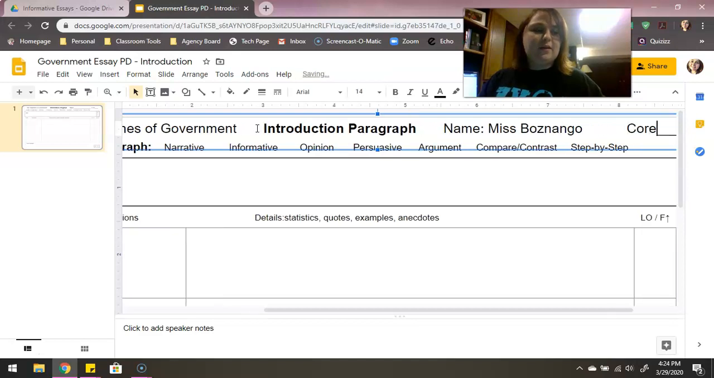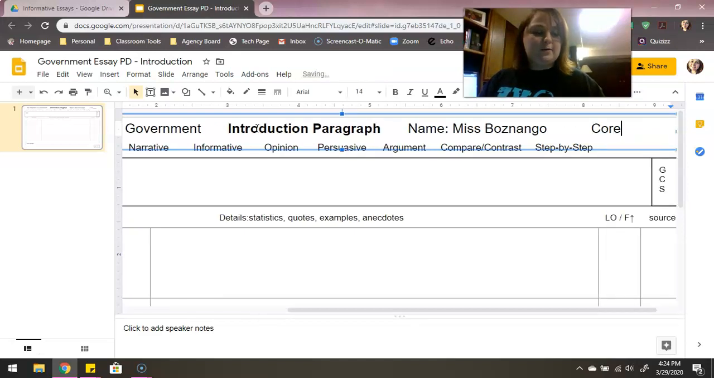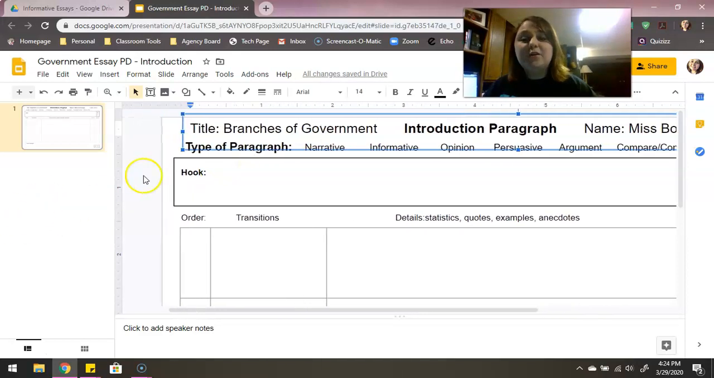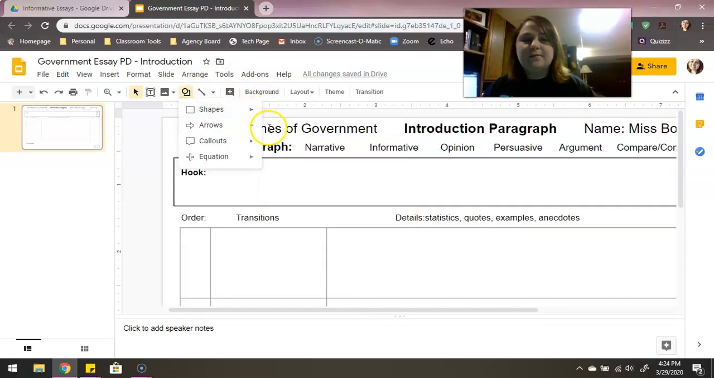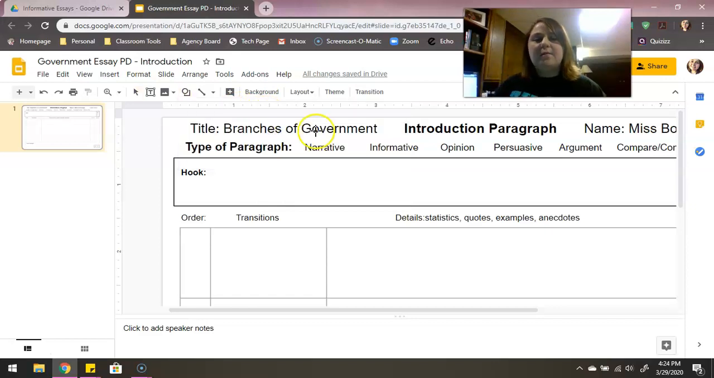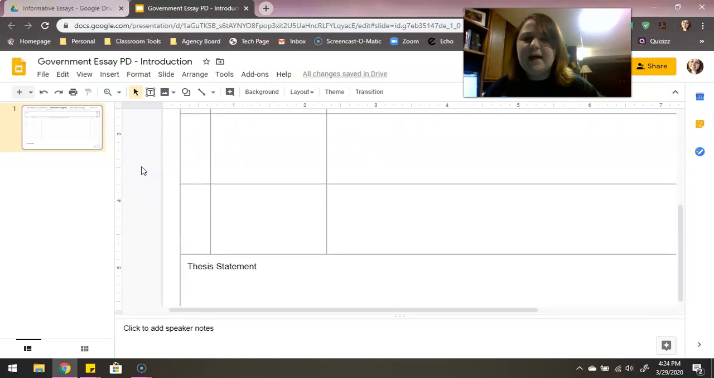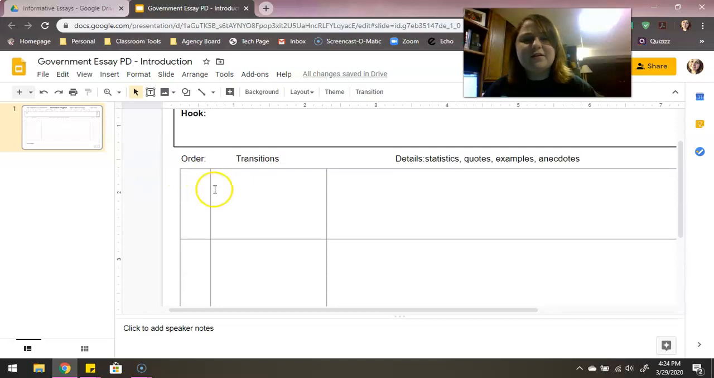And then I'm going to go over here and you're going to put whatever corps you're in. And then I'm going to do my circle again like I did before. I'm going to circle my informative. Okay, I circled my informative. And I think that's really it. We could X out the transitions if we wanted to. We don't really need them for introduction, but you don't have to. You can leave them there if you want.